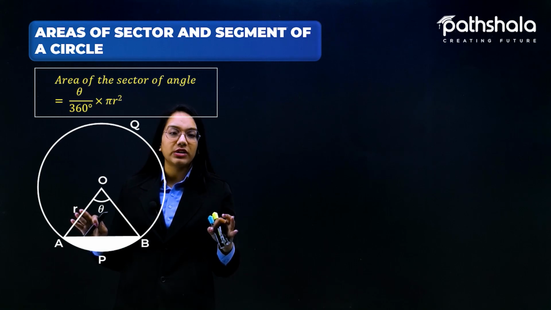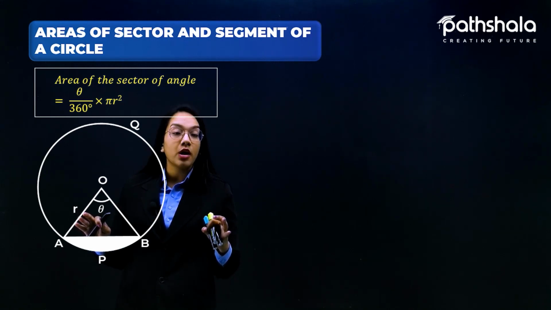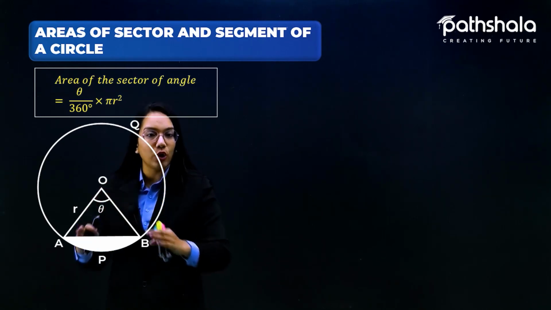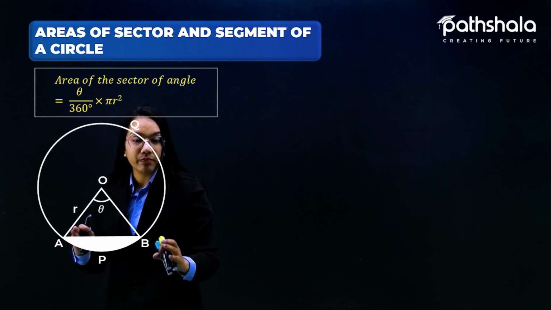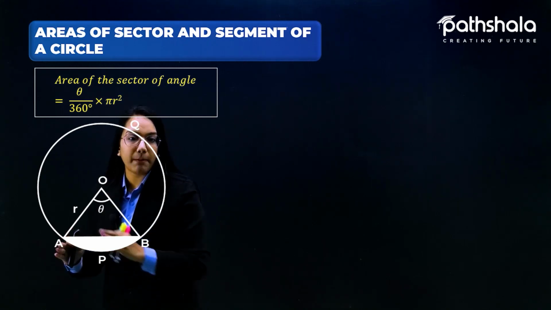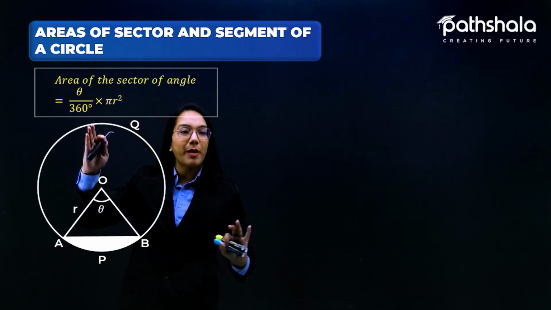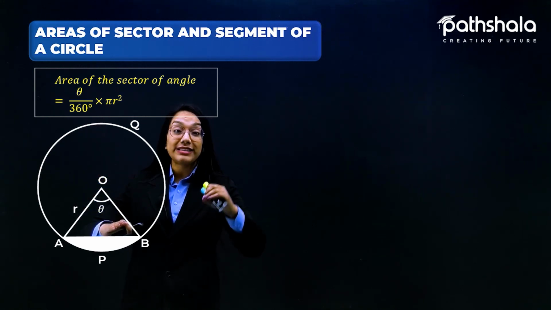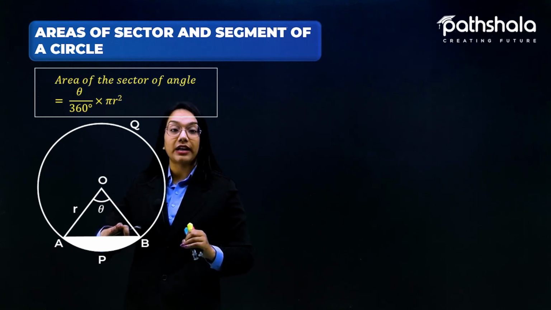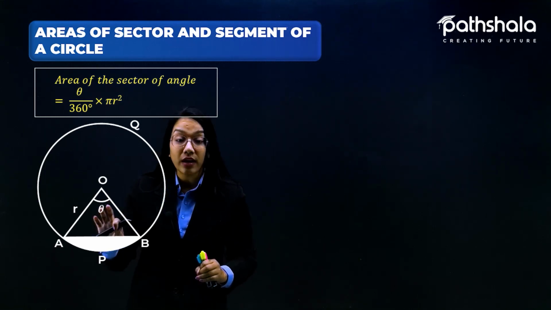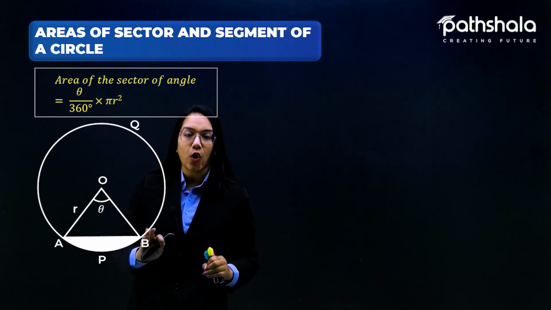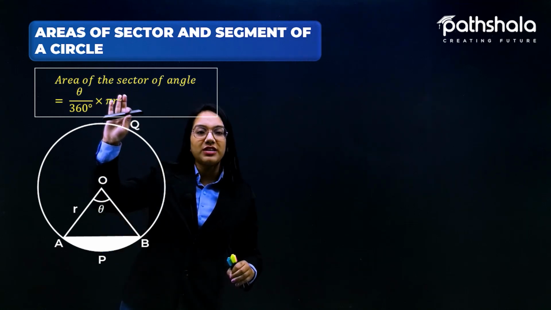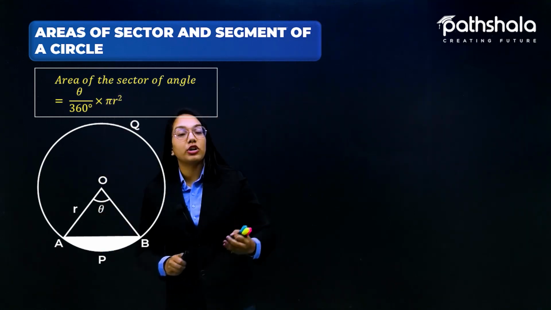This is quite an obvious task, because we are already aware of the area of this whole sector, that is OAPB. The area of this whole sector OAPB is theta by 360 into pi r square, and we just want to find out the area of the shaded portion. So if I subtract the area of the triangle AOB, which is not required at all, from this area, then I will be able to find out the area of the segment.